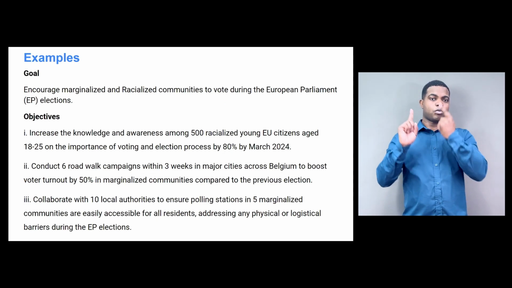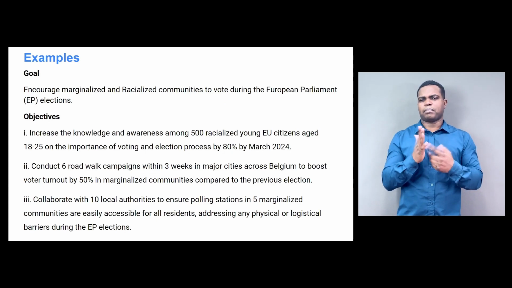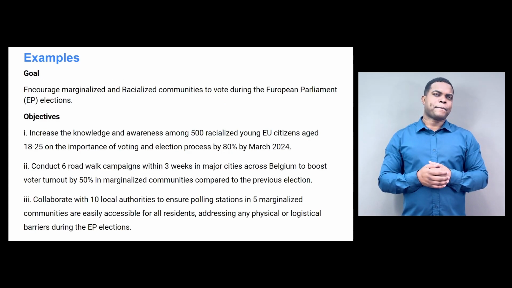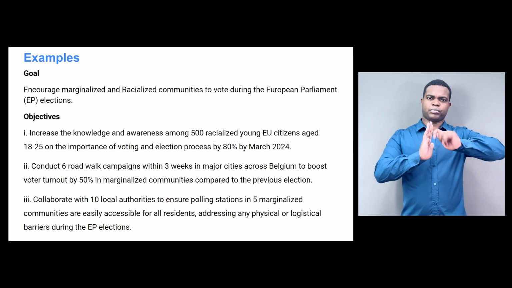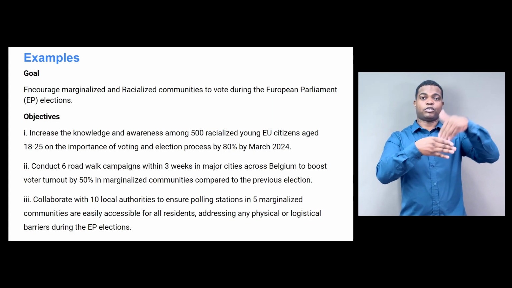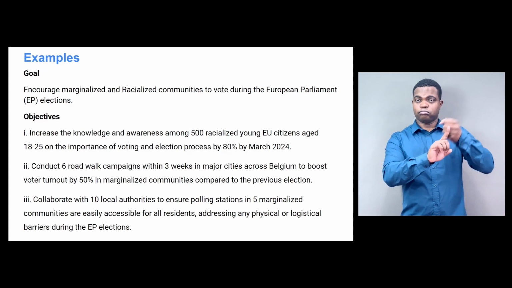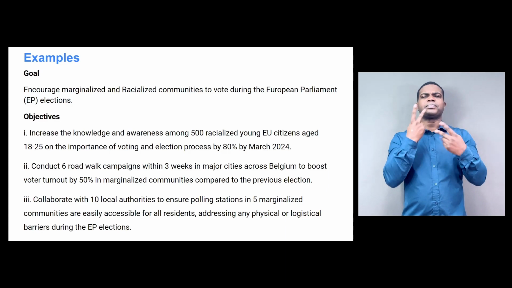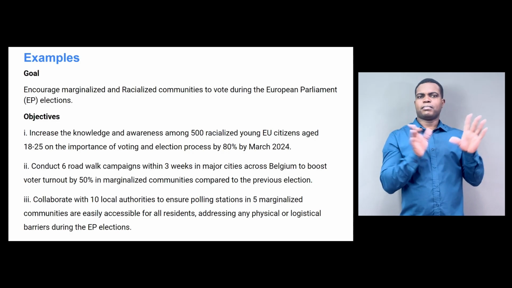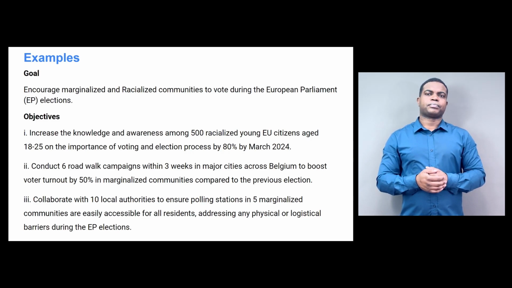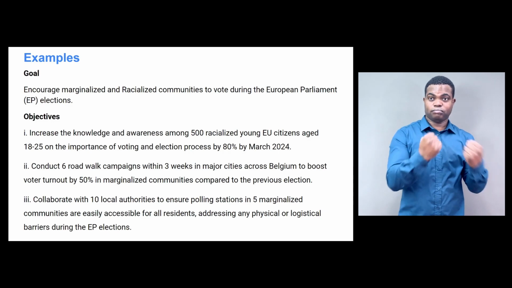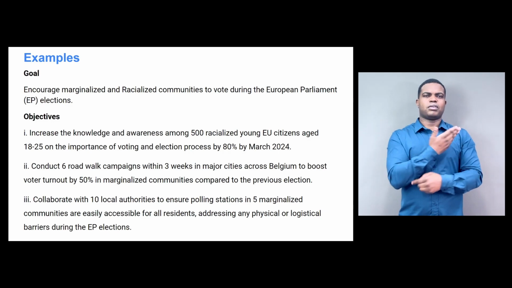So let's look at examples of goals and objectives. These examples align with the initiative you may want to be embarking on, the European Parliament election campaign program you are being trained for. So let's look at these examples. I'll be giving examples that align with the European Parliament election campaign program that you will be doing after you finish your training. So let's look at this goal.